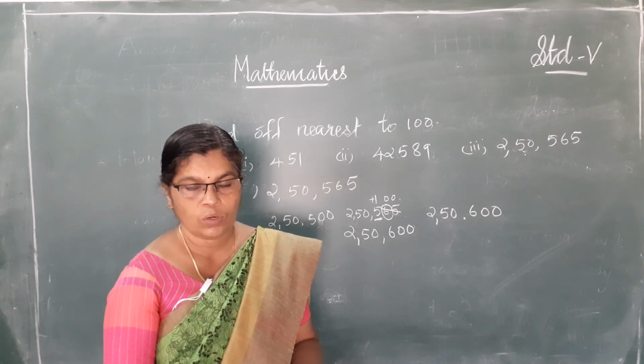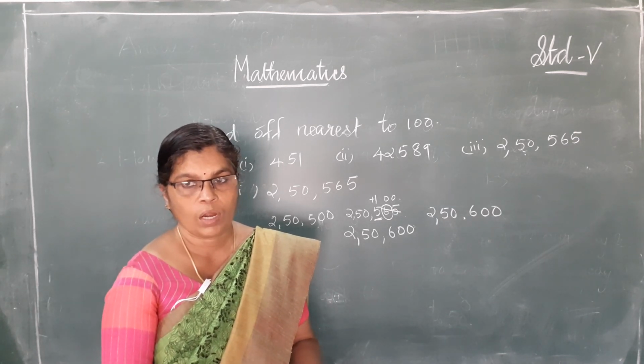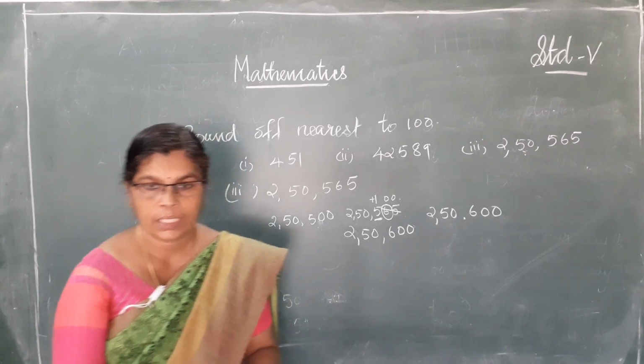Okay children, is it clear how to round off nearest to 10 and 100? I hope you understood. Next, let us see how to round off nearest to 1000 and 10,000.